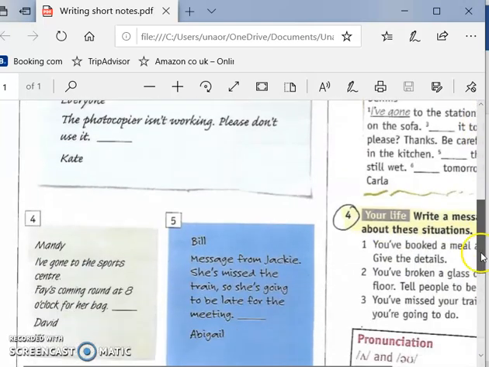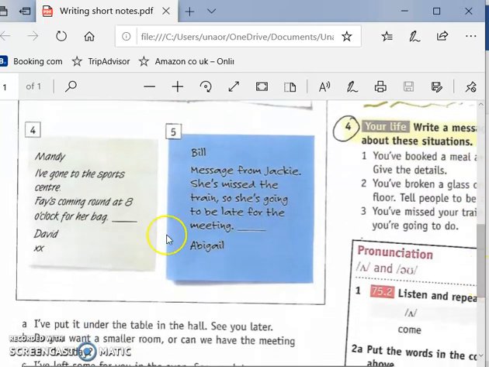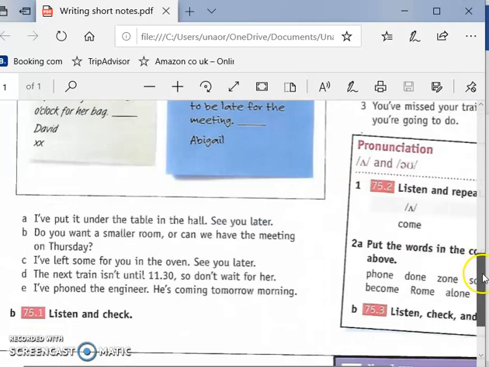Okay. Number 4. Mandy, I've gone to the sports centre. Faye's coming round at 8 o'clock for her bag. Something from David. Okay, so what's that going to be? We only have options A left and D. So I've put it under the table in the hall, see you later. Or the next train isn't until 11:30, so don't wait for her. So it's going to be A. Her bag will be under the table in the hall.